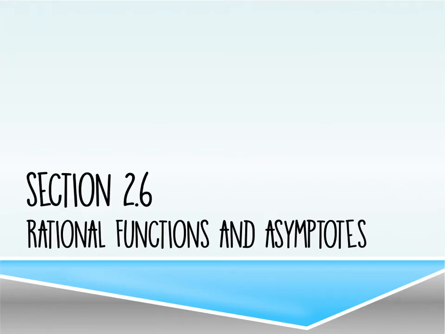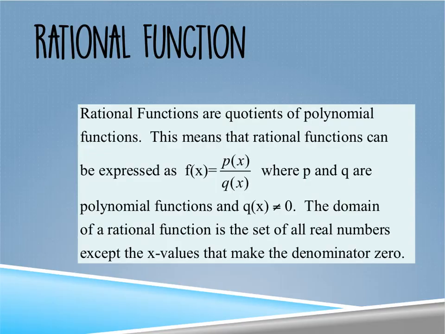All right, so again, this is 2.6/2.7. We just put them both together. So we are going to be going over rational functions and asymptotes. A rational function is a quotient of polynomial functions. Quotients mean that we divide, so you'll have some polynomial divided by another polynomial.